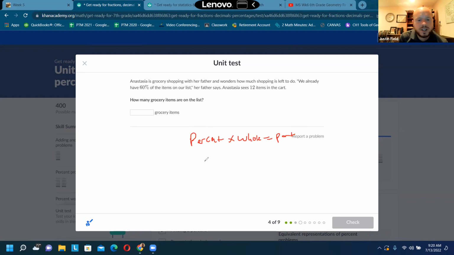So 60% is 0.6. We don't know the whole, so that's going to be W. But we know the part is 12. It says we have 60%. Anastasia says we have 12. So they have part of their groceries, but not the whole thing. Now, this is a one-step equation. And in 6th grade, you should have learned that you divide both sides in order to solve it.